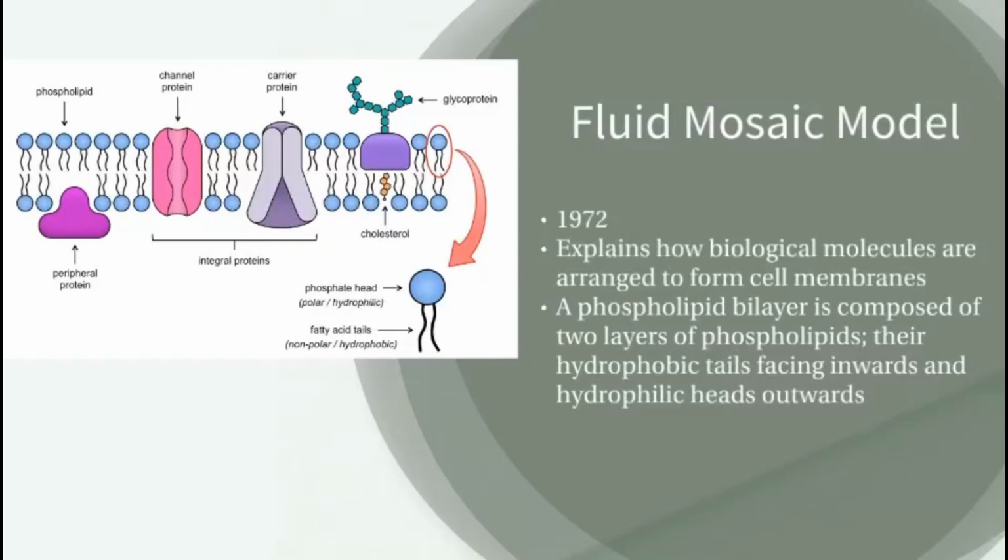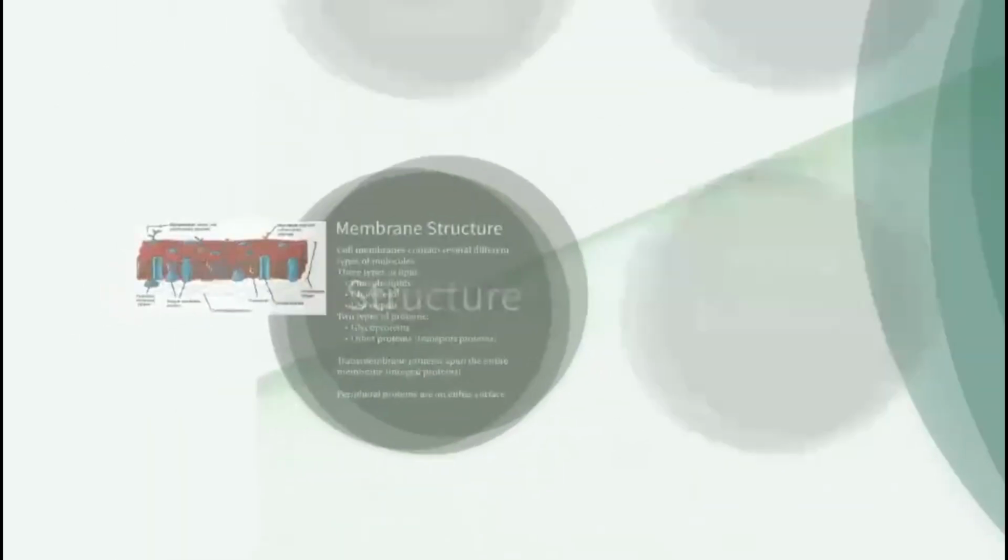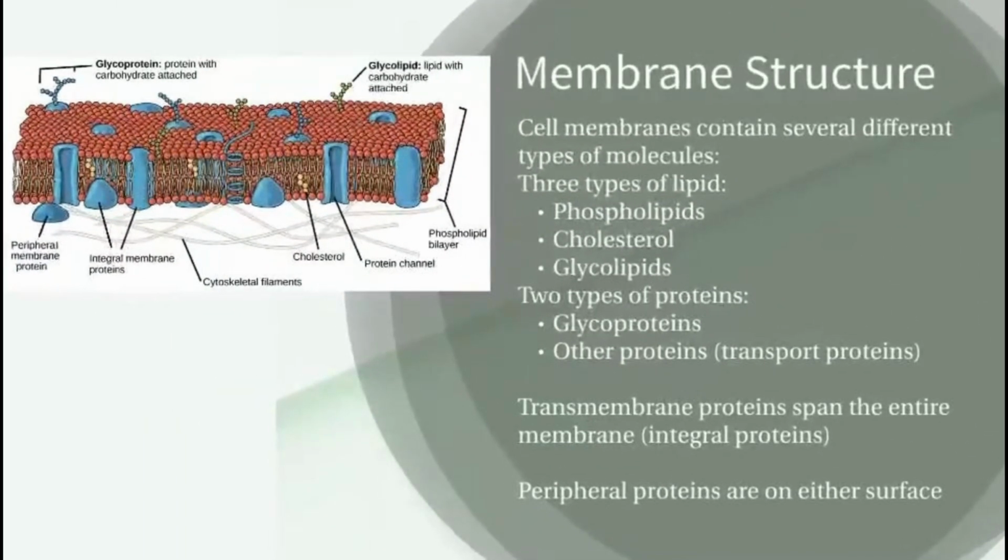Going on from this, we're then going to talk a bit more about the structure of the membrane and what's within it, and what the uses of these different proteins are. We can broadly break down the phospholipid bilayer into containing three types of lipids and two types of proteins. So we have phospholipids, cholesterols, and glycolipids. And you'll remember these words from the lipids and carbohydrates lesson in the first module. And then we can also have two different types of proteins. So we can have glycoproteins and then other types of proteins as well, and these are normally the ones that are transport proteins.